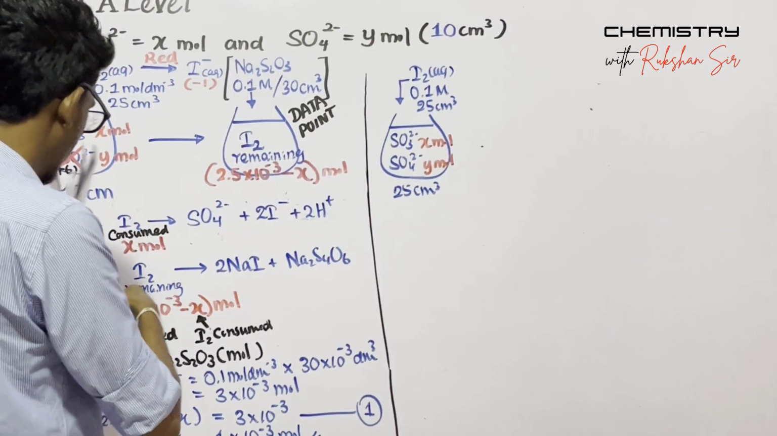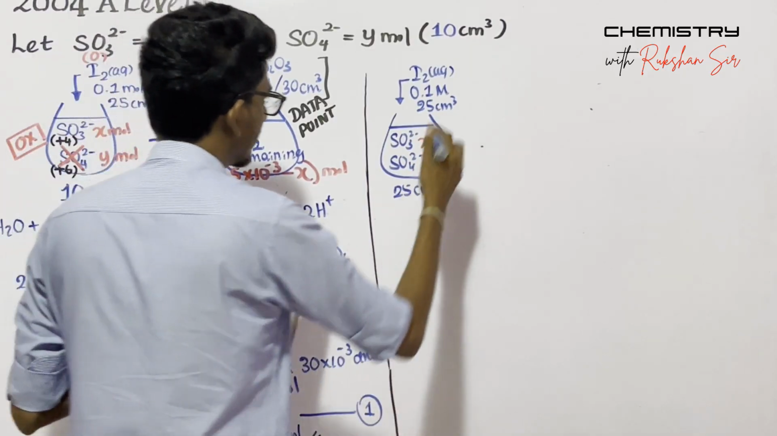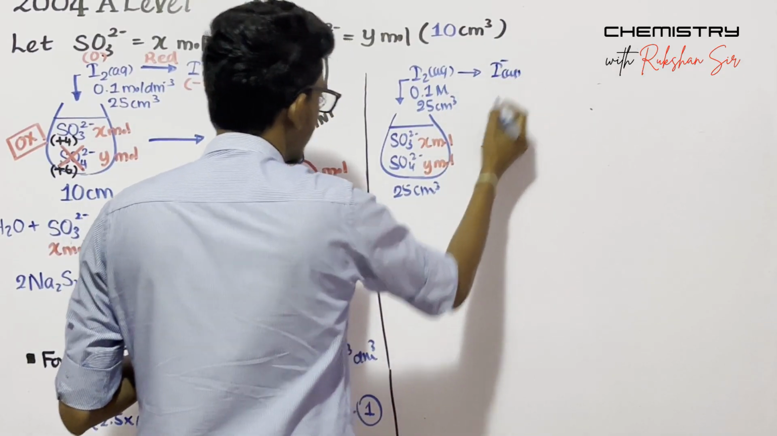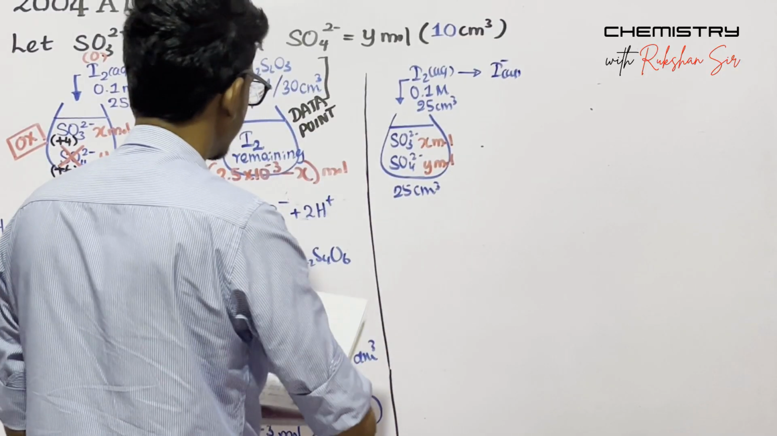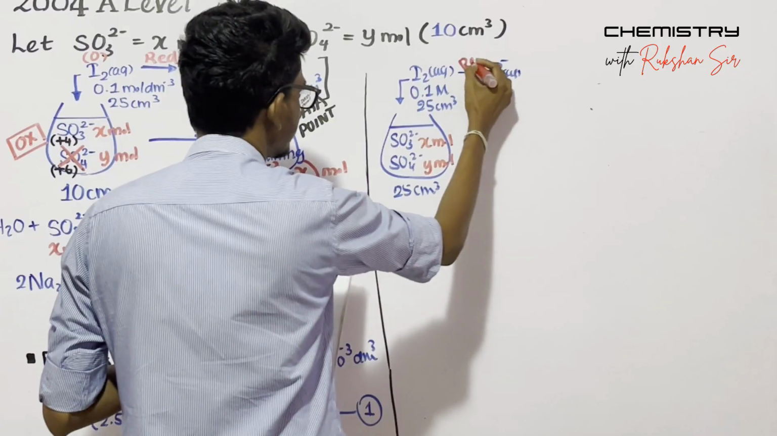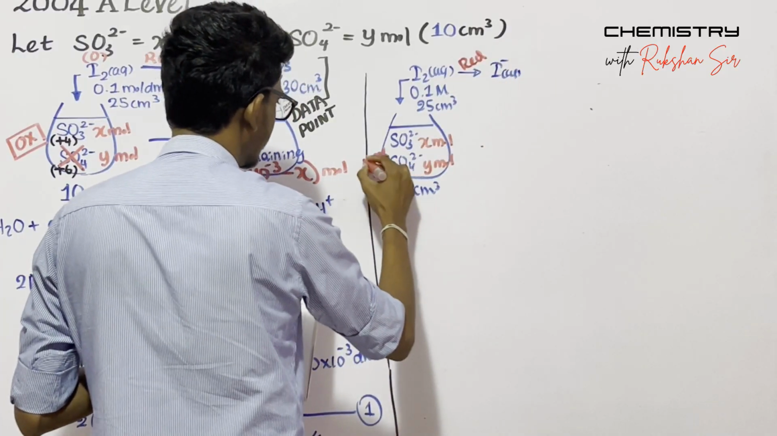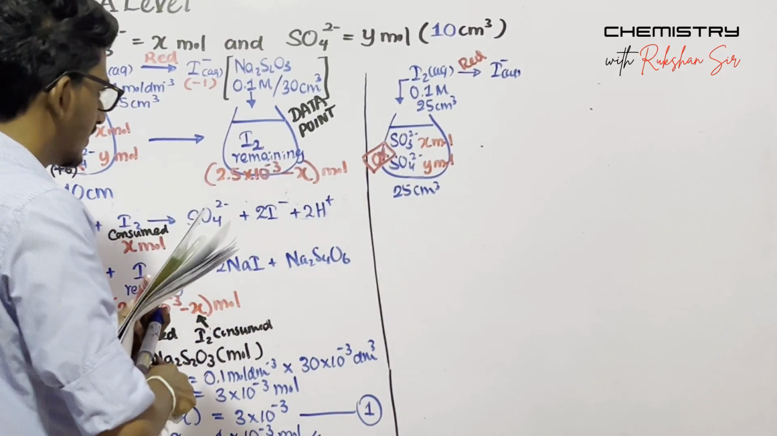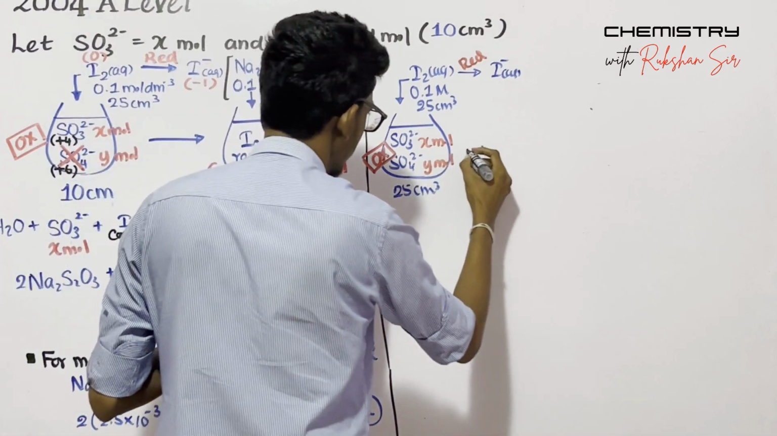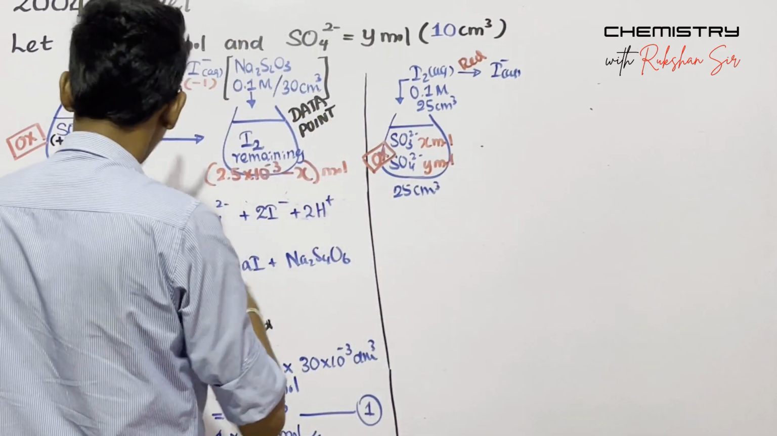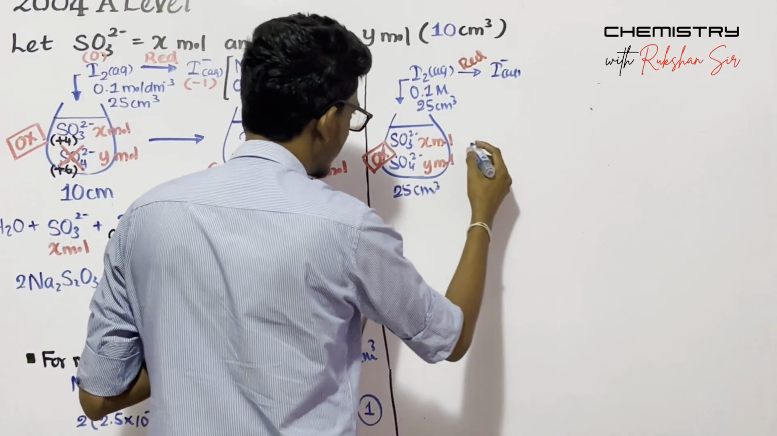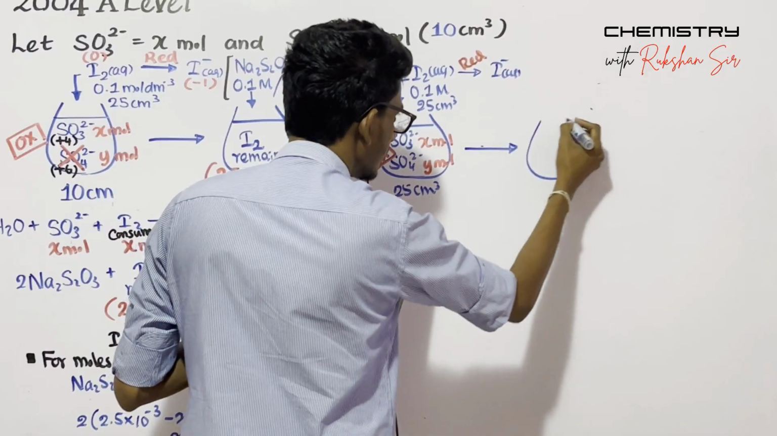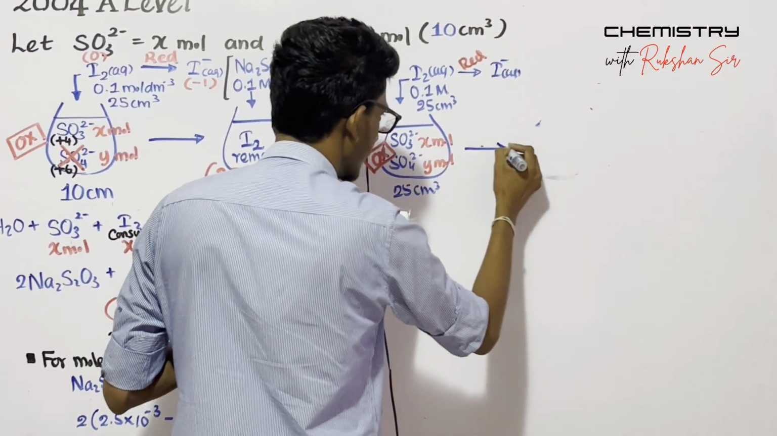So again, we definitely know the I2 will get reduced to I minus here, and as this is a reduction, we are looking for some oxidations here. So sulfite will also oxidize to sulfate here. No? So with that, we'll come up with this kind of solution, right? Sorry, let me write that down.